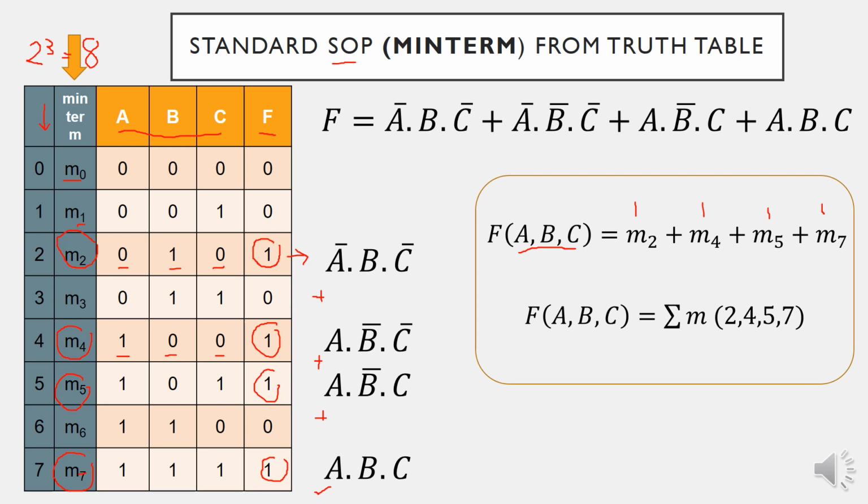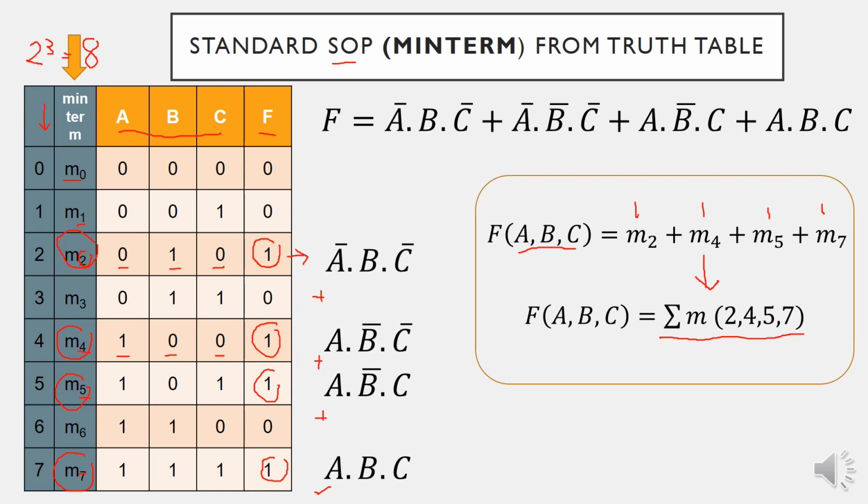Okay. So we can represent this expression of minterms using the summation symbol like here. So this means the sum of minterms number 2, 4, 5 and 7.